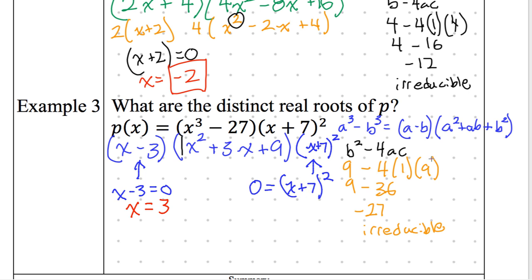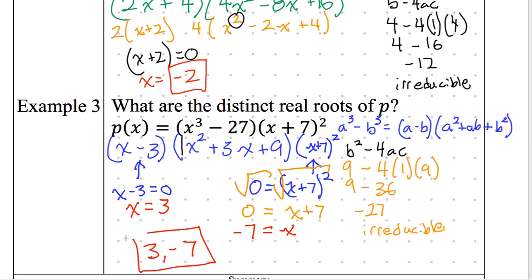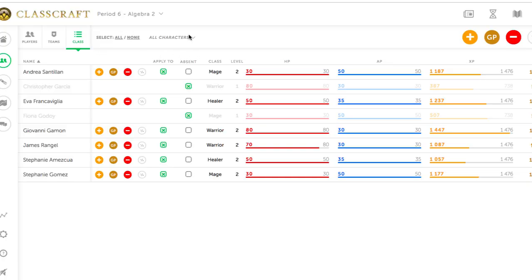For x plus 7 squared, square root both sides. I get plus or minus 0, which is just 0, is equal to x plus 7. Therefore, x is negative 7, exactly. Those are our answers. Our answers are 3 and negative 7. Box it.